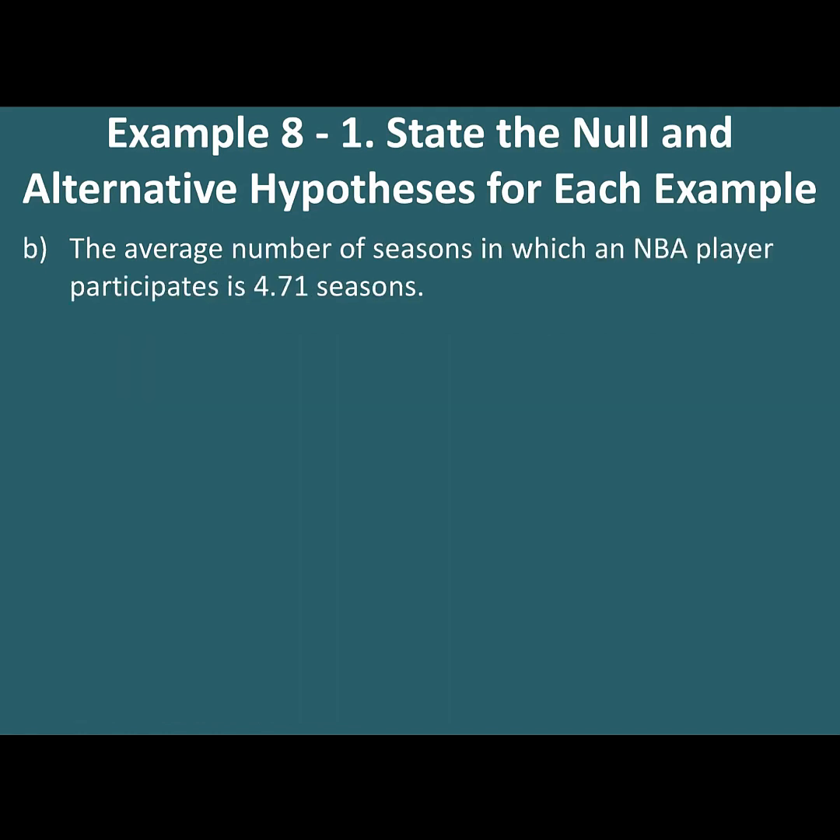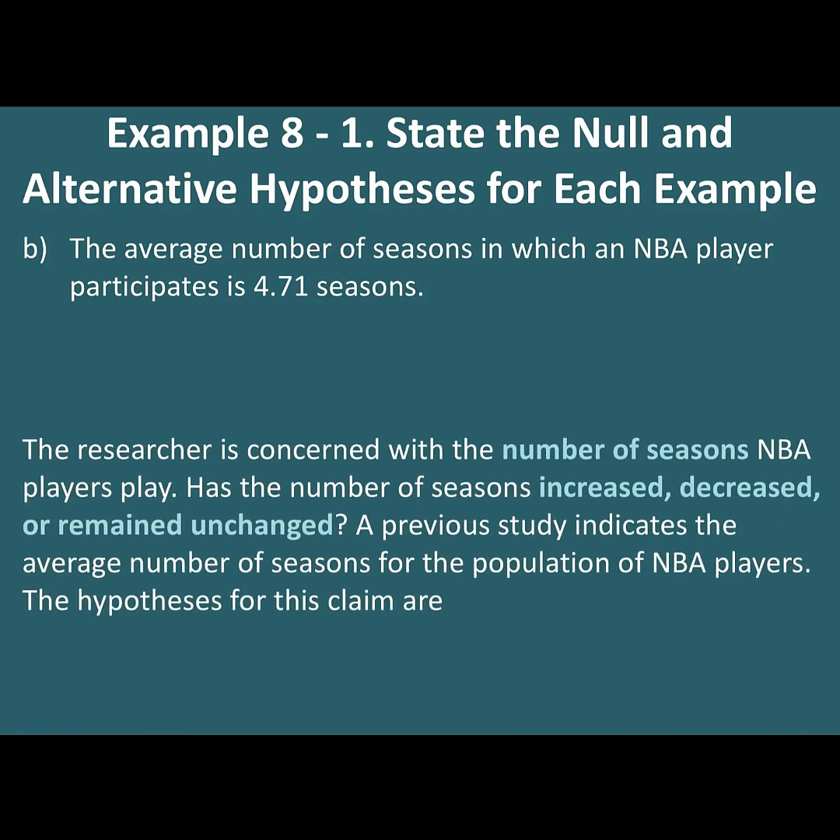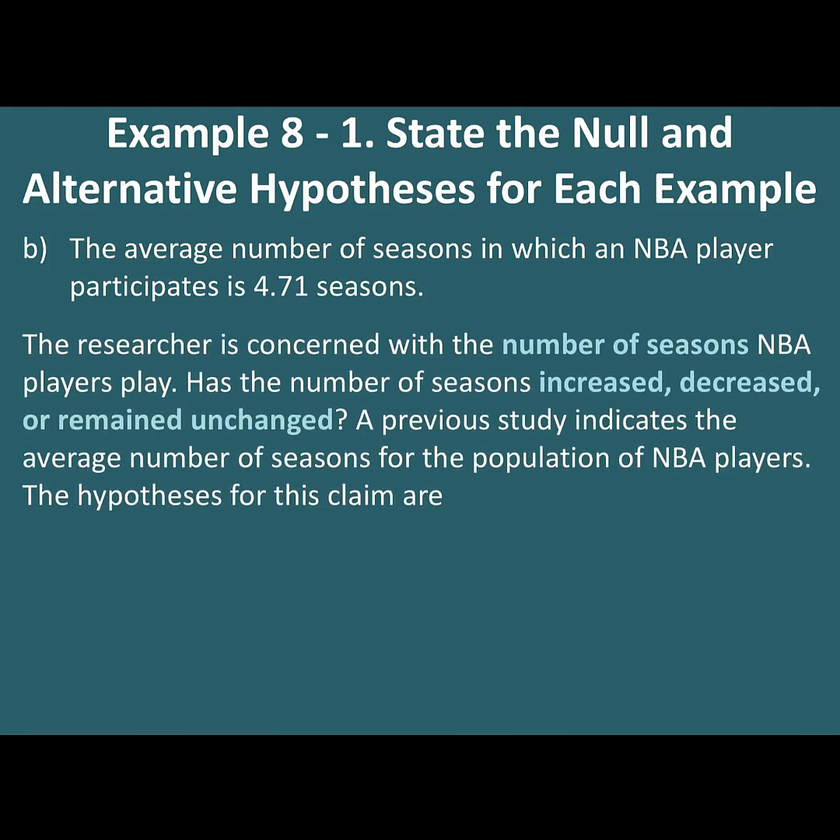Let's take a look at another example. The average number of seasons in which an NBA player participates is 4.71 seasons. Now here, the researcher is concerned with the number of seasons NBA players play. Has the number of seasons increased, decreased, or remained unchanged? A previous study indicates the average number of seasons for the population of NBA players. The hypotheses for this claim are as follows.